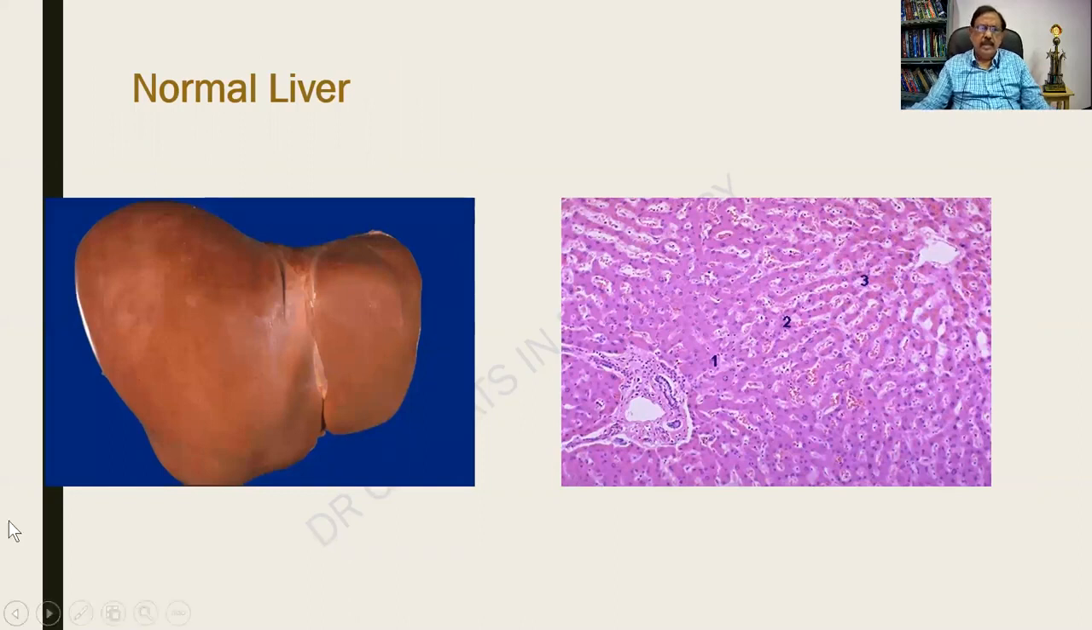This is a gross and a microscopic picture of the normal liver. The normal liver is shown for us to appreciate the color, the contour, and the lobations. On the right, I've got the microscopic picture. This is a hepatic lobule with the central vein, the portal triad, and the radiating cords of hepatocytes. For labeling, the zone around the portal triad is called 1, around the central vein is called 3, and the mid zone is 2.